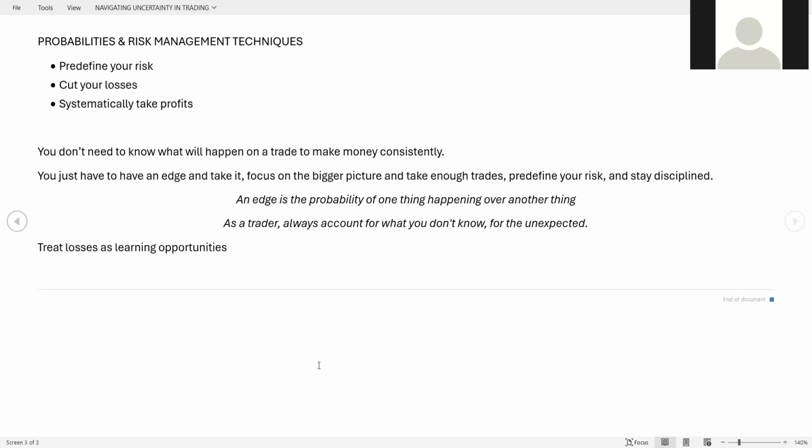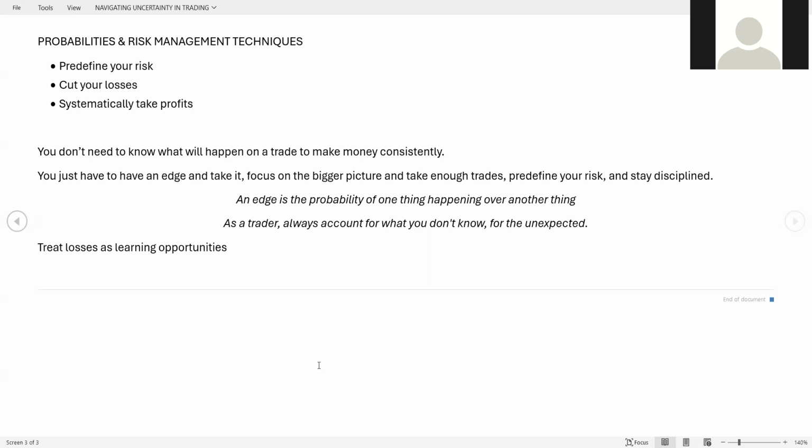If you do that, predefine your risk and stay disciplined, you'll be fine. I'll say it again. First, you have to have an edge. An edge is the probability of one thing happening over another thing. You must have an edge as a trader. This is what I do. This is how I approach the market. This is my game plan. This is how my strategy is used. You must have that, and you only take those trades when they meet that standard.